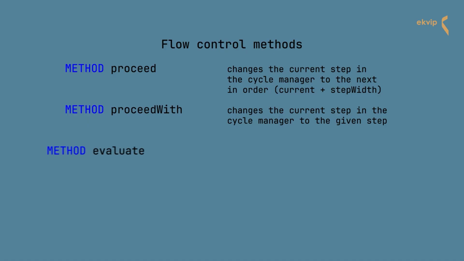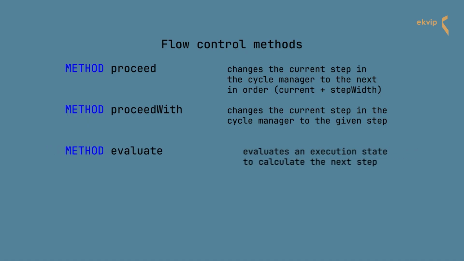Then there is the evaluate method. Evaluate expects a single execution state as input, for example busy, error, and so on. As long as busy is received, the program remains in the current step. As soon as success is received, the current step is increased by 1. If evaluate enters an error state, the program transitions into the error step. The error step is a default step. When we are in the error step, the cycle manager returns an error.